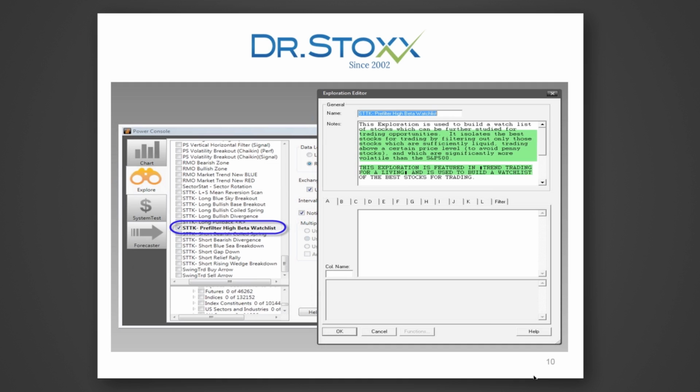When you run your, sorry, I guess I'm backing up a little bit here. So this is back to the Explorer itself. You're going to run your pre-filter high beta watch list, and I've got a description of it here. It isolates the best stocks for trading by filtering out only those stocks which are sufficiently liquid, trading above a certain price level, and which are significantly more volatile than the S&P 500. This is a scan that I do feature in the Trend Trading for a Living book. If you're familiar with that book, you know the benefits of building a watch list using those 3 parameters I just mentioned.